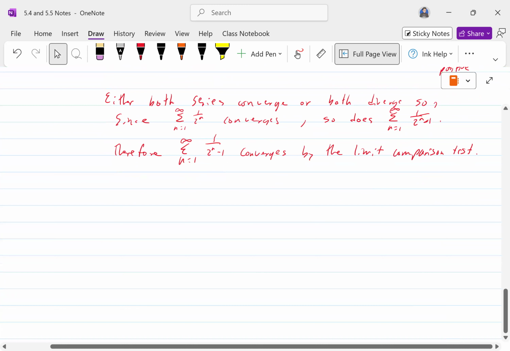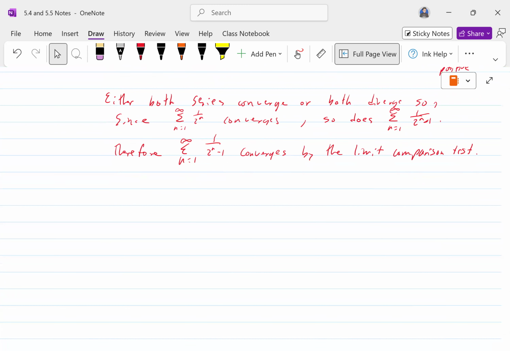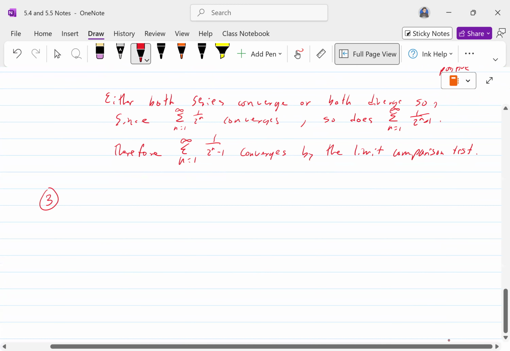Okay, let's do one last one here. Okay, number 3. Test the series, summation as n equals 1 to infinity of natural log of n over n for convergence.